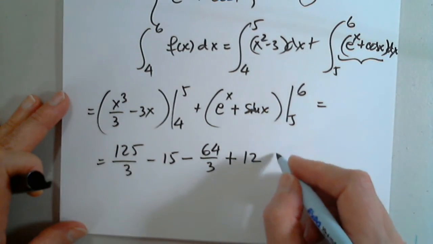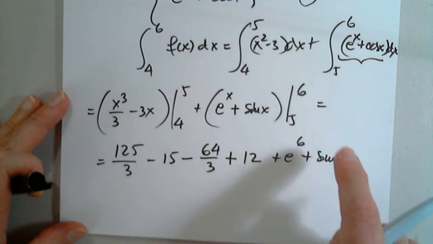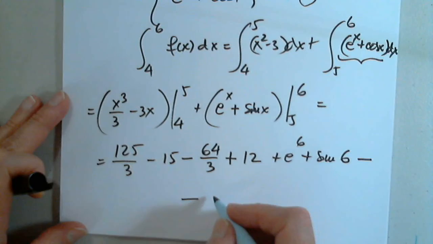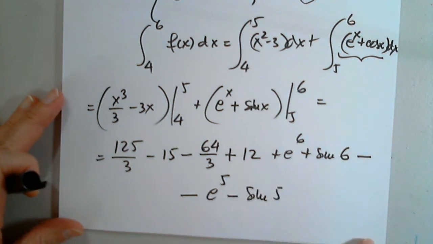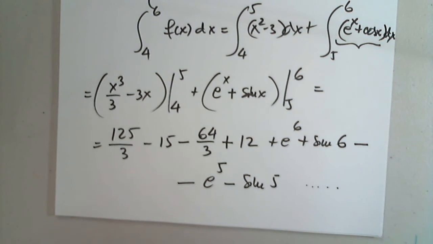Now I plug in 6: e to the 6th plus sine 6, which means 6 radians, of course, minus when I plug in 5, and minus when I plug in 5. And I will say etc. here.